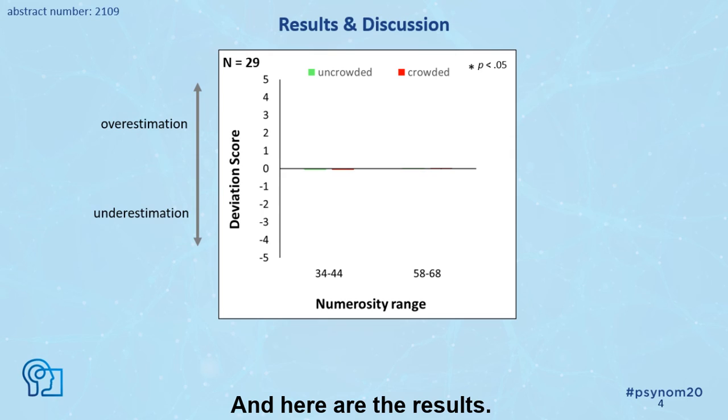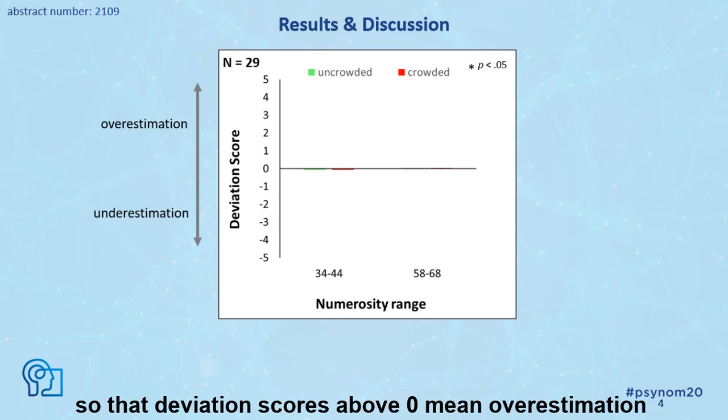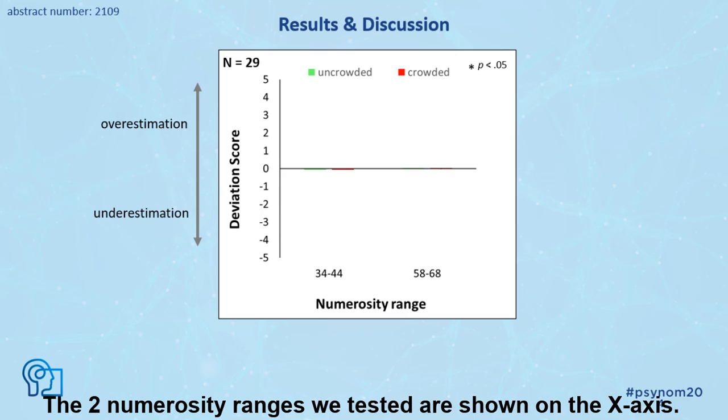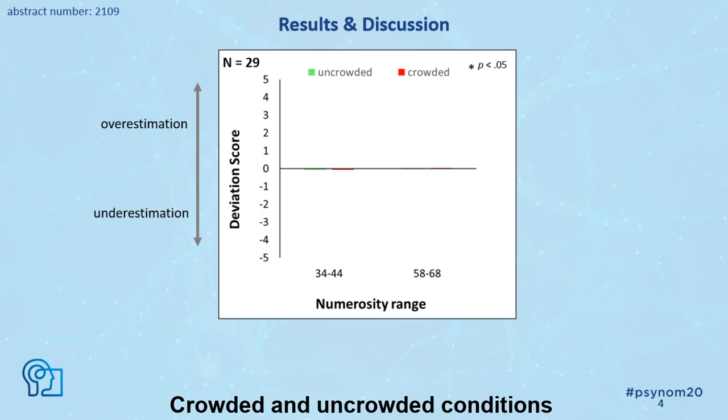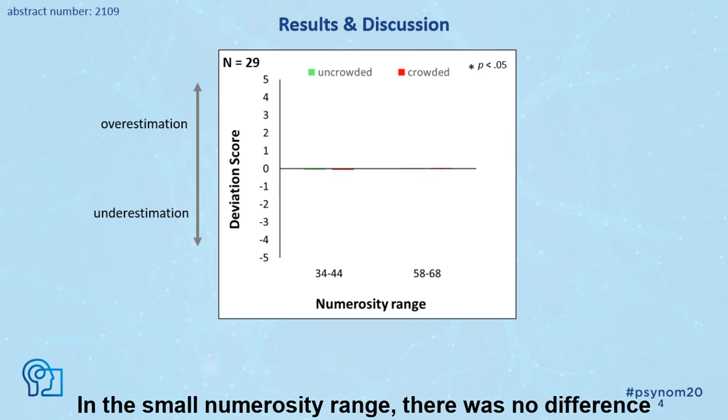And here are the results. The y-axis shows the deviation score. It is calculated by subtracting the actual numerosity from participants' response, so that deviation scores above 0 mean overestimation and below 0 mean underestimation. The two numerosity ranges we tested are shown on the x-axis. Crowded and uncrowded conditions are shown in red and green respectively.